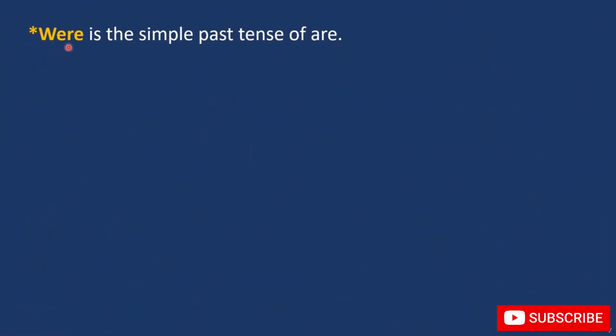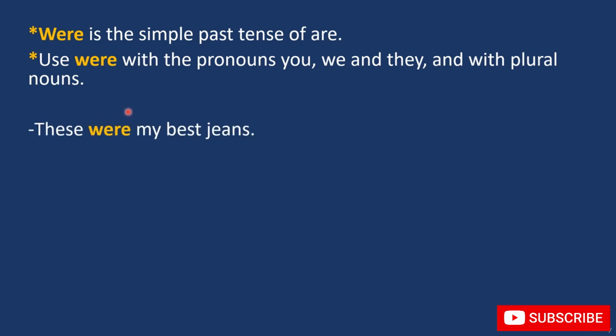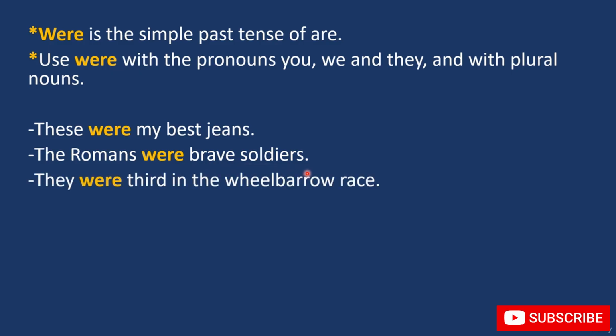What about were? Were is the simple past tense of are. So are is present and were is the past. We use were with the pronouns you, we, and they, and with plural nouns. For example, these were my best jeans. The Romans were brave soldiers. They were third in the wheelbarrow race.